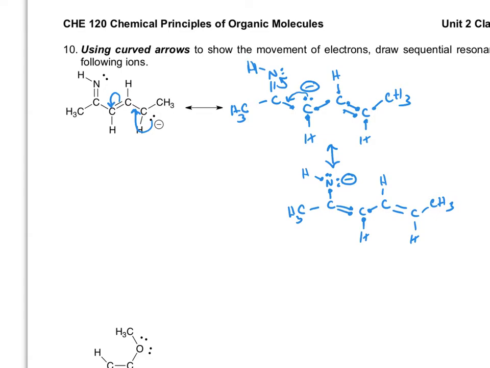Are we done yet? Well, again, I don't know. Let's look. We can't really go any further. If we go this way, we're going to repeat. We can't have resonance structures onto hydrogens. So yes, this is the end of new sequential resonance structures that we can have.